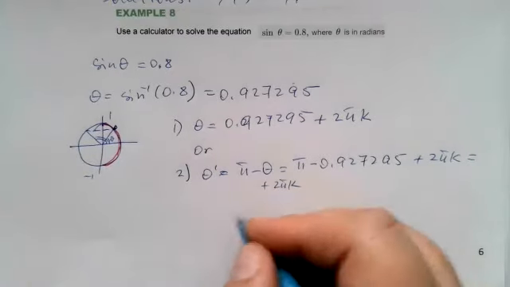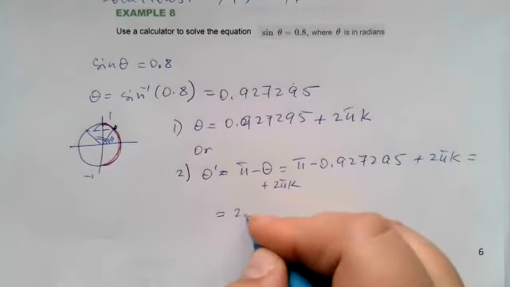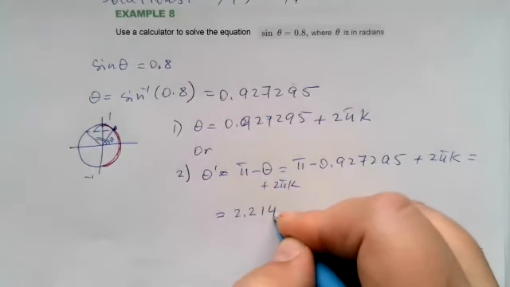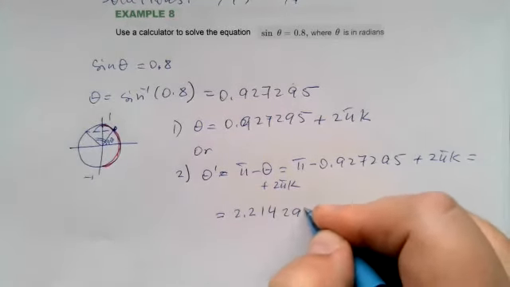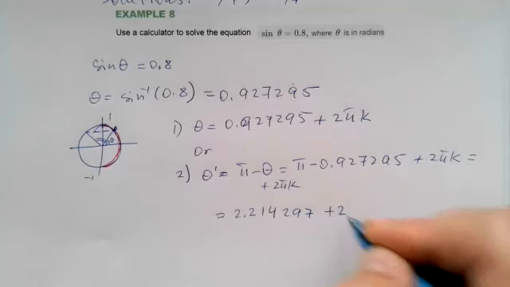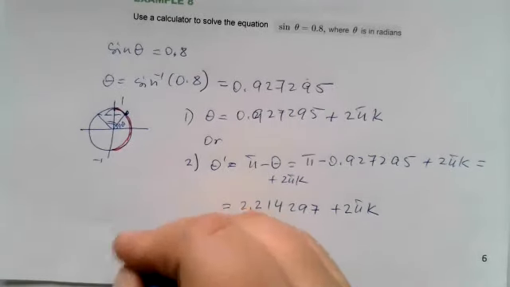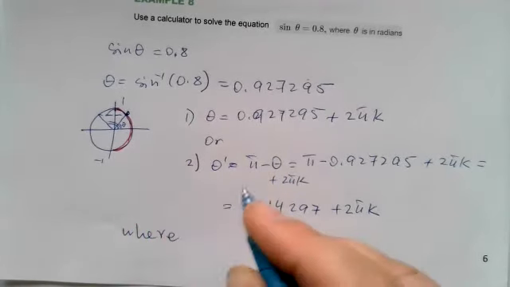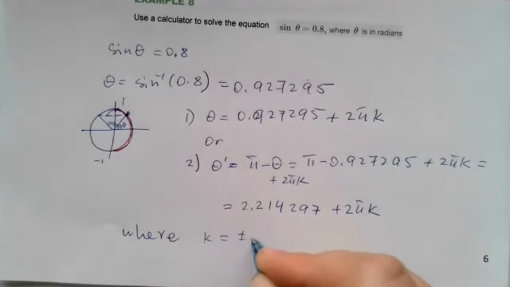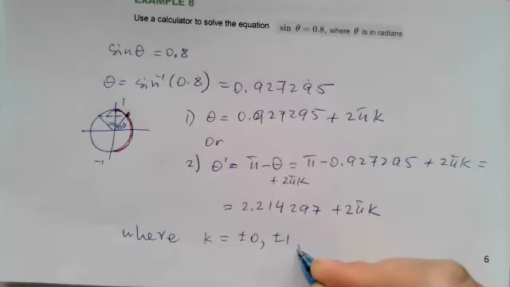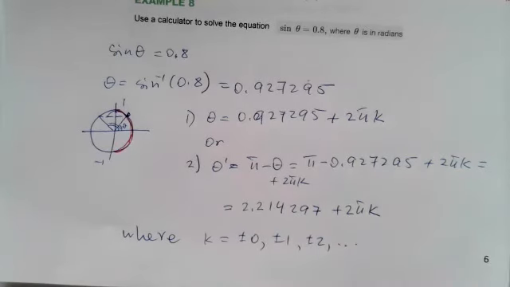So what do we get? We get 2.214297 plus 2 pi k, where for k we need to specify what k is every time. k could be 0, could be 1, could be 2, and so forth. All right, so that's how you approach this problem. Now let's take a look at the next one.